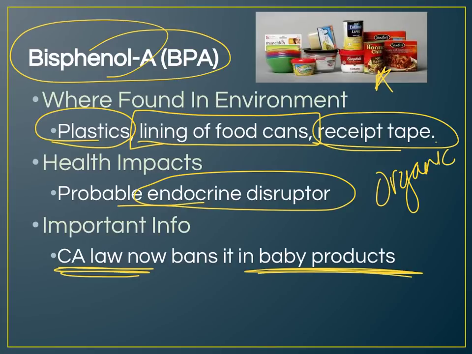And you can read the can. Sometimes the cans will say no BPA on the can. Another one is to buy an imported product from Europe because it's not allowed there. So when I buy tomatoes, I make my own spaghetti sauce, I will either get organic or buy a European brand of tomatoes. Or some stores like Sprouts, their canned foods will say on there no BPA.